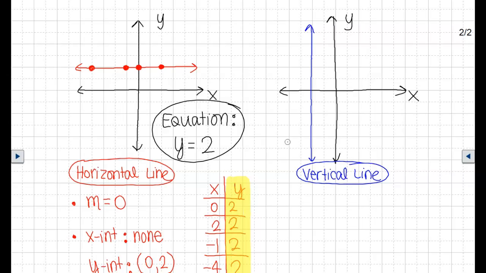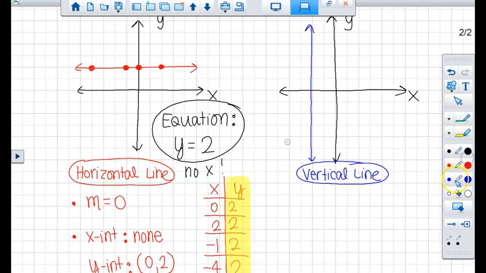All right? So equations for horizontal lines are going to be y equals equations, and there will be no x. No x because there is no x-intercept. Now let's come over here and let's look at our vertical line and do kind of the same thing. Let's look at the things we know about it.